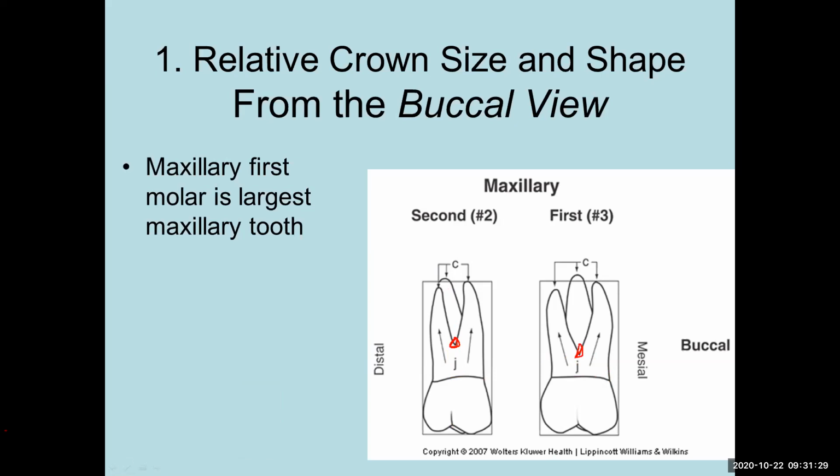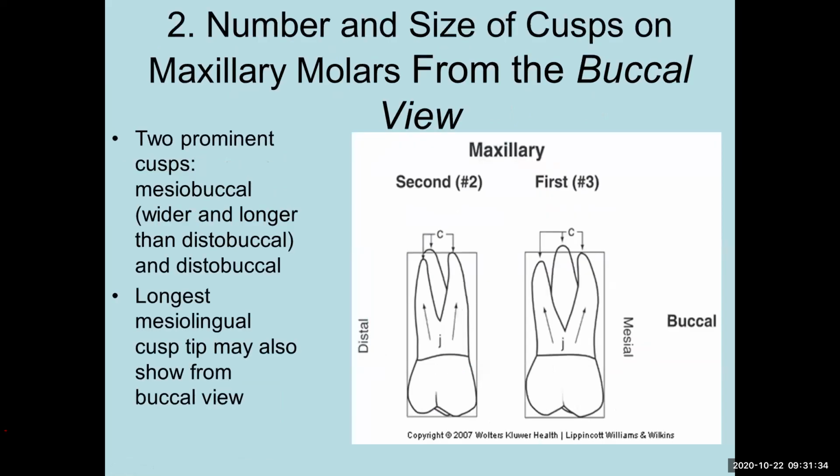General characteristics. There are two prominent cusps on the buccal view for the maxillary molars. The mesiobuccal is generally wider and longer than the distobuccal. That is a general characteristic. The longest mesiolingual cusp tip may also be shown in the buccal view. So the mesial is longer than the distal. This is that mesiobuccal cusp tip.